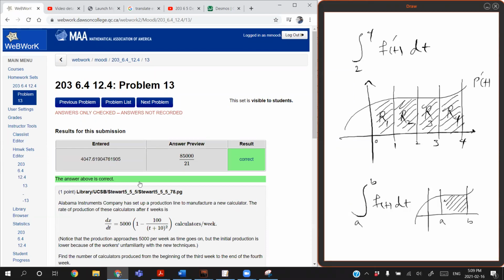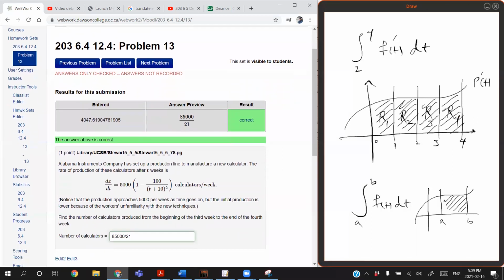So for this special problem, it says from the beginning of the third week to the end of the fourth week, that's this. That's the amount of production that happened during the third week and the fourth week. So the bounds have to be from 2 to 4.